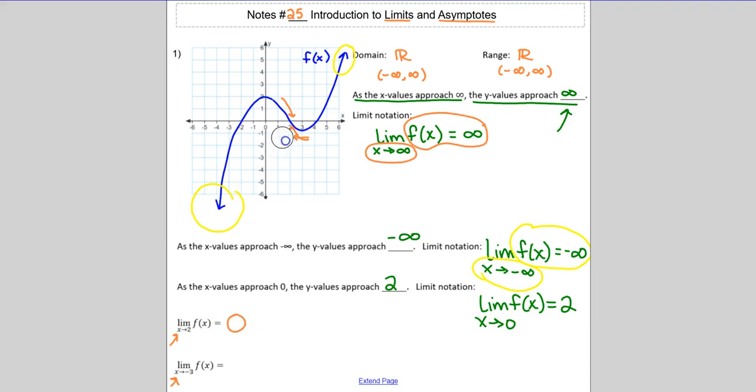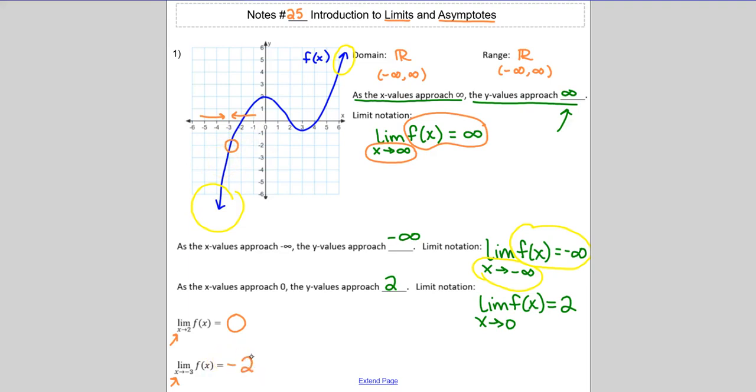Let's get rid of those little arrows and do the next one. The limit of f of x as x approaches negative 3. Okay, so x is approaching negative 3 from the left and from the right. What are the y values doing? Let's see. Looks like, if you look right there in that neighborhood where I've circled, it looks like the y values are getting closer to negative 2. So that limit would be negative 2.